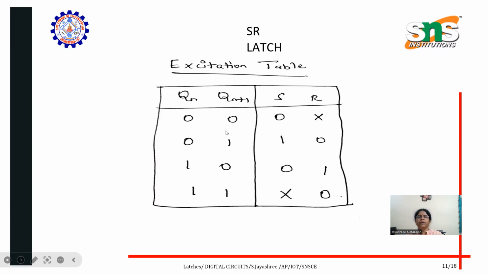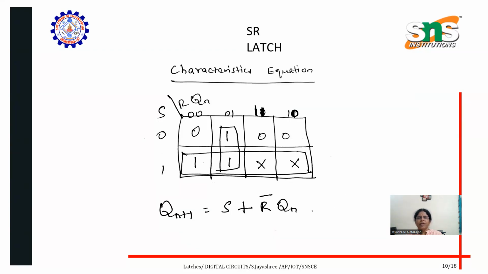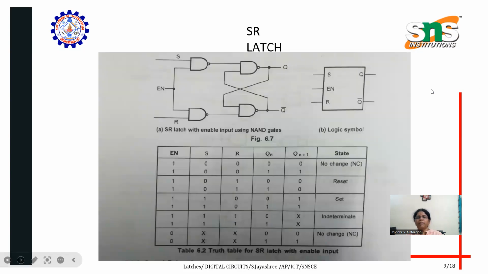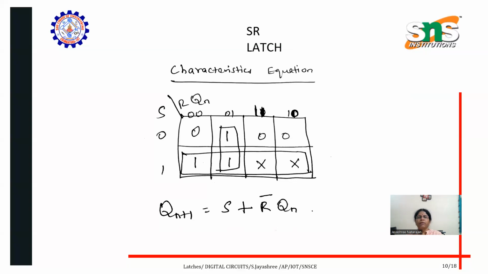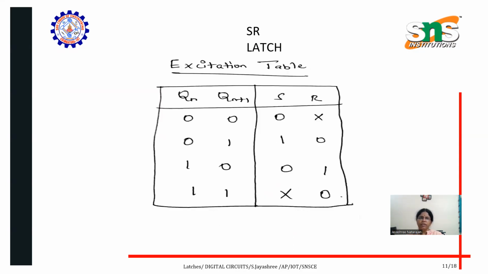From this truth table, we can derive an excitation table with Qn plus 1. Qn is the memory, Qn plus 1 is the output of the present state. S and R are inputs. This table we call the excitation table. We can derive the characteristic equation of Qn plus 1 using this table. From the data 0, 1, 0, 0, 1, 1, then don't care, don't care, we can draw a Karnaugh map and write the equation Qn plus 1 equals S plus R complement and Qn. This is the characteristic equation of the SR latch. This one is the excitation table.